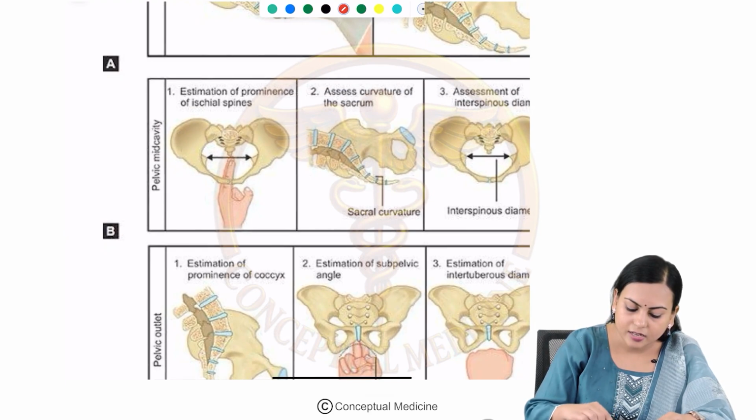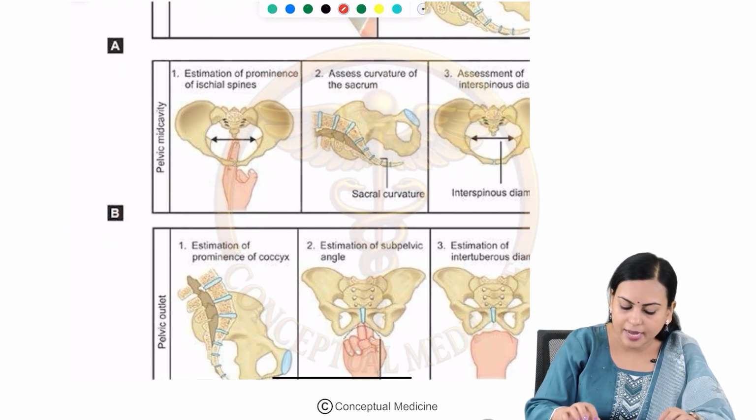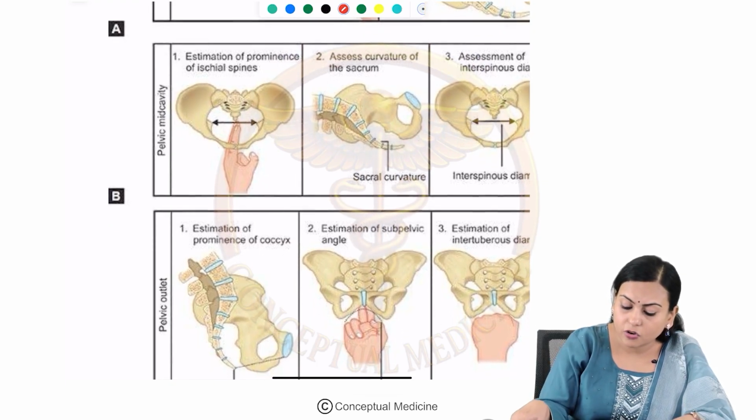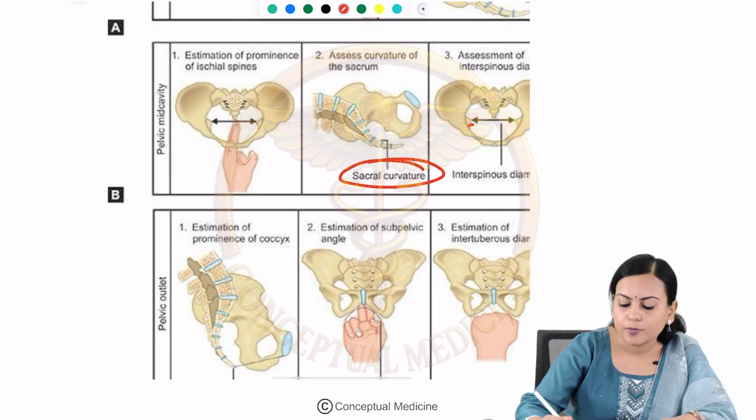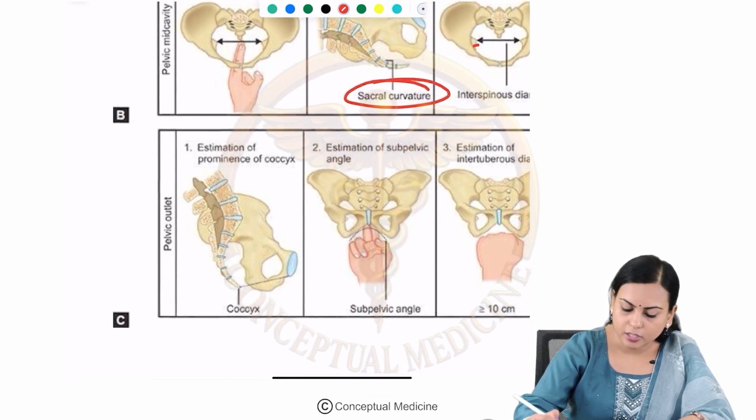Okay. Then while measuring the pelvic cavity, we have to look for the estimation of the prominence of ischial spines. Then we have to assess the curvature of the sacrum. Then we have to go for the interspinous diameter measurement. The interspinous diameter measurement is 10 cm. If it is less than 8 cm, then it is known as contracted pelvis.